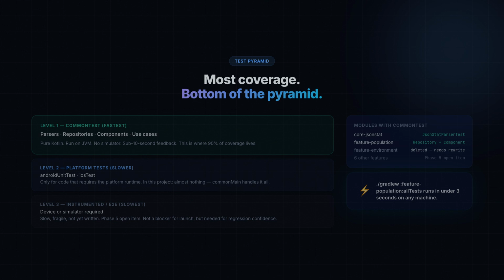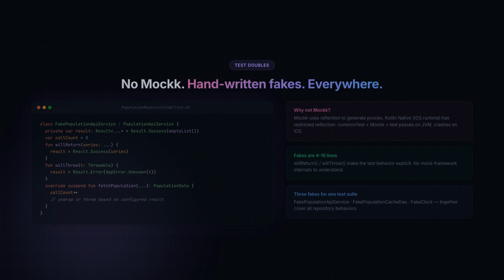Invest there first. Mockk is the most popular mocking library for Kotlin. It uses reflection to generate proxy objects at runtime. Reflection on Kotlin native, the compiler backend that produces iOS binaries, is either absent or severely limited depending on the target. If you write a test using Mockk in commonTest, it will compile, it will pass on JVM, and it will fail at runtime on iOS with a linker or runtime error. This is not a Mockk bug. It is a fundamental difference in the execution environment.